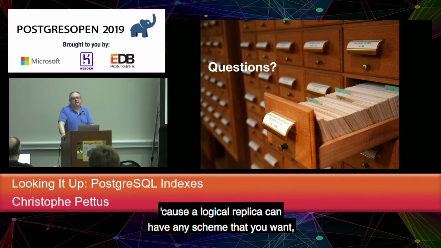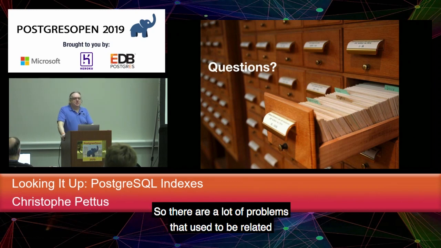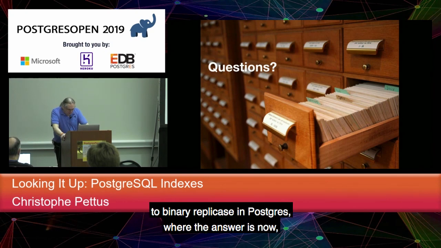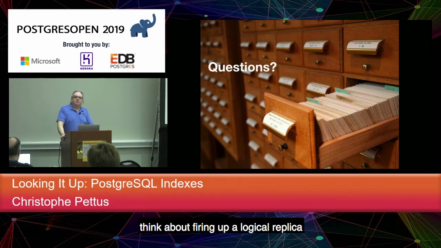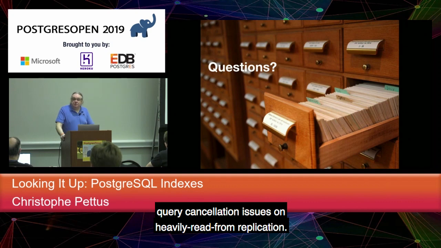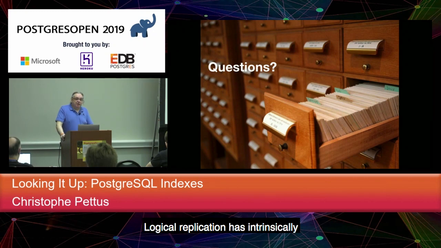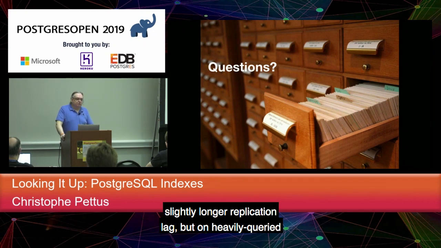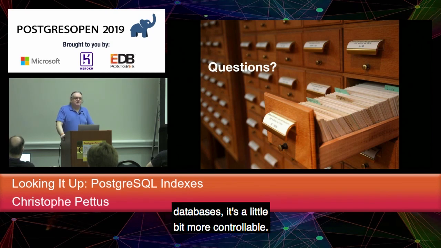Because a logical replica can have any schema you want, assuming it can still figure out how to do the insert. So there are a lot of problems that used to be related to binary replicas in Postgres, where the answer is now to think about firing up a logical replica instead of a binary one. A lot of data warehousing and things like that. Query cancellation issues on heavily read from replication. Some kinds of replication lag. Logical replication has intrinsically slightly longer replication lag, but on heavily queried databases, it's a little bit more controllable.